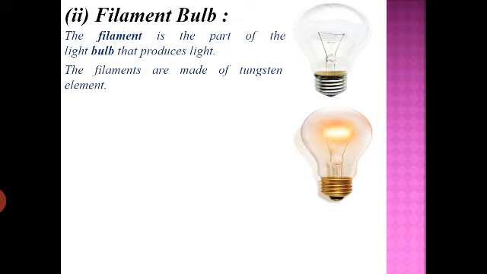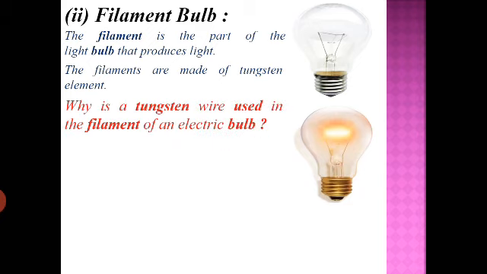So very first, the filament which is there in the bulb is nothing but a conductor which can produce the heat, and that heat is finally converted into light. Okay, so for this we need to have some unique property of the conductor which is connected there in the bulb as a filament. So the first question that comes here, that why is a tungsten wire used in the filament of an electric bulb? So why only this tungsten and not any other element?